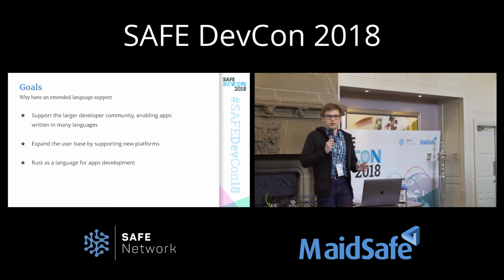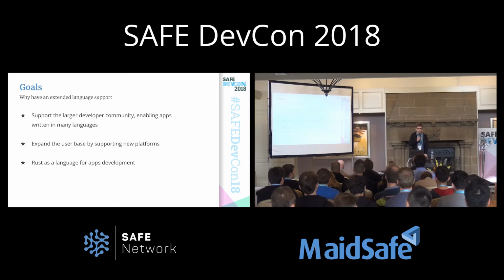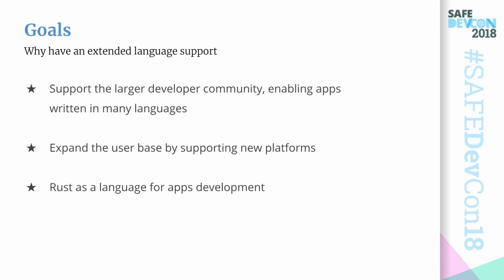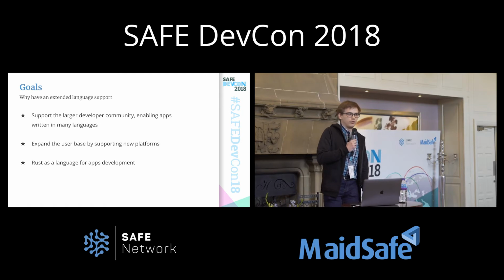Because currently, as Krishna has said, our main application language is JavaScript, and it is one of the most popular languages out there, of course, and it is supported on mobile platforms, on the web, and you can build desktop applications with Electron and so forth. But of course, just having the JavaScript support is not enough, because there are a lot of developers who prefer other languages, and there are also other languages that are native to other platforms, like Java for Android, for example.